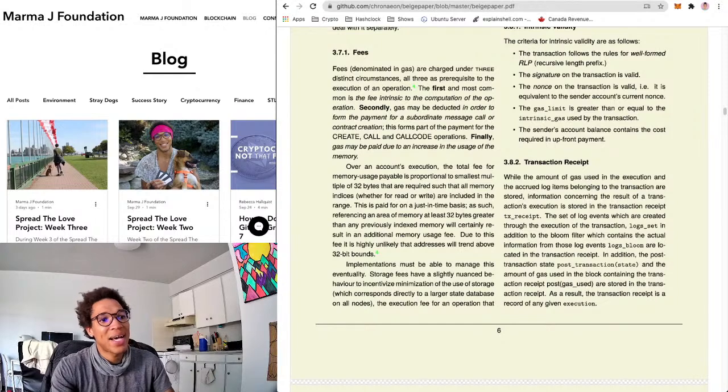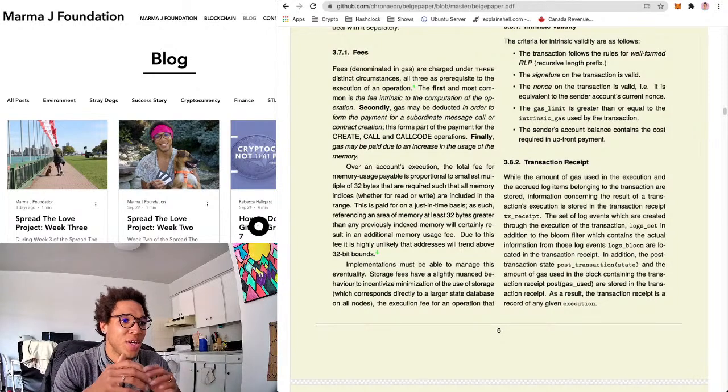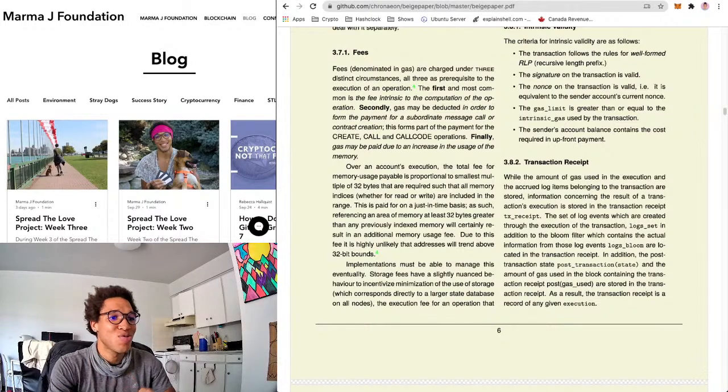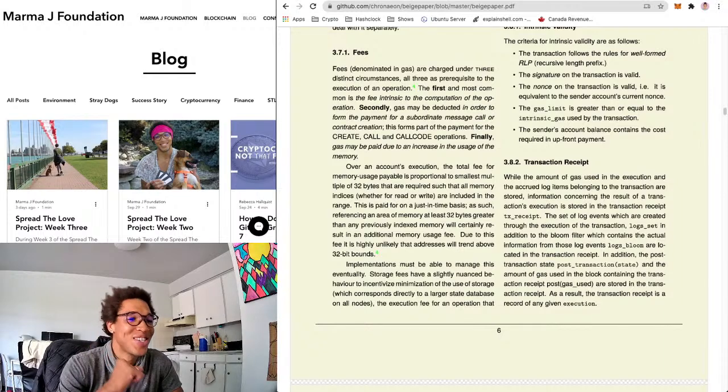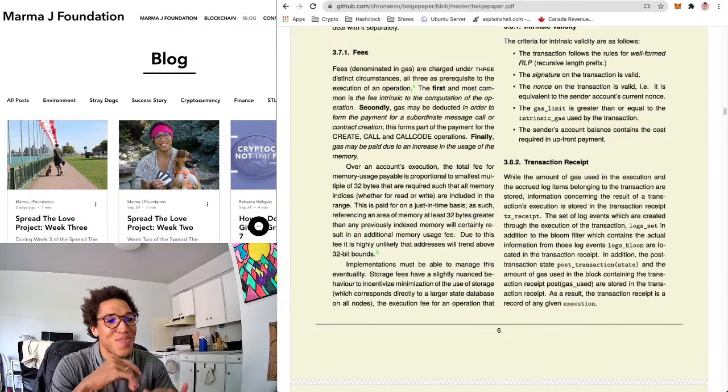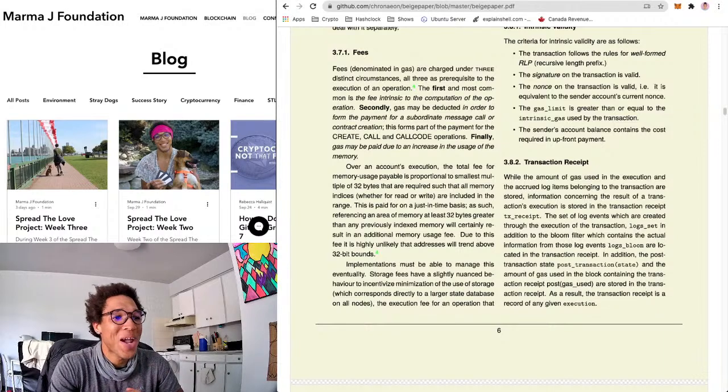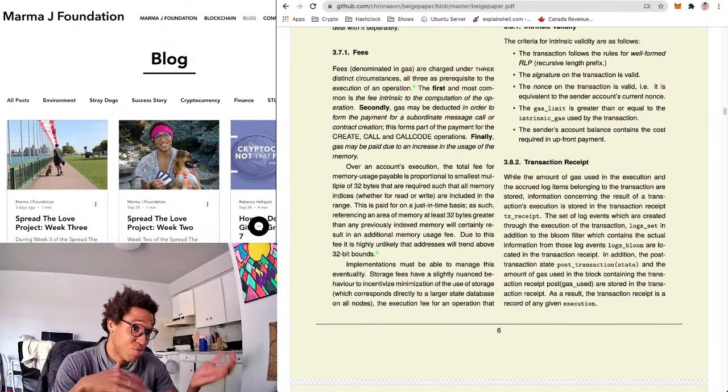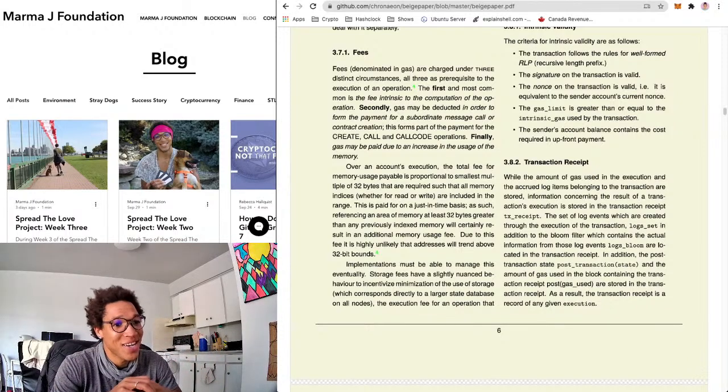Transaction receipts. The amount of gas used in the execution and the accrued log items belonging to the transaction are stored. Information concerning the result of a transaction's execution is stored in the transaction receipt, TX receipt. The set of log events created through the execution of the transaction, the log set, in addition to the Bloom filter, which contains the actual information from those log events, logs Bloom, are located in the transaction receipt. In addition, the post-transaction state and the amount of gas used in a block containing the transaction receipt, post gas used, are stored in the transaction receipt.